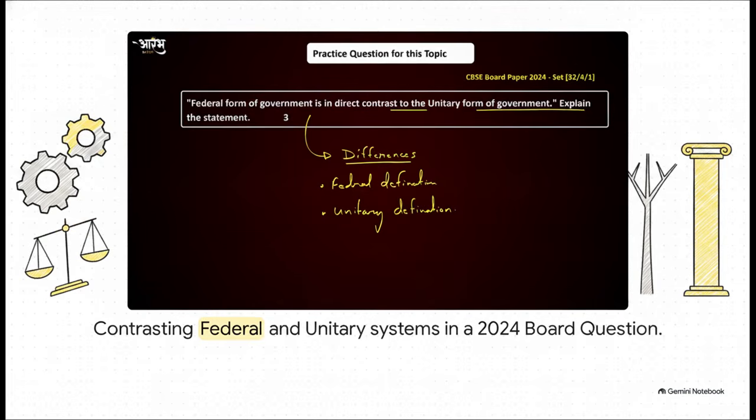Now, you might be wondering, why does nailing this specific distinction matter so much? Well, because it's a frequently tested concept. Just look at this direct question from the 2024 CBSE board paper asking to contrast federal and unitary governments. It's a 3-mark question that hinges entirely on understanding that one dynamic: independent division of power versus subordinate administration. Grasping this simple contrast is literally your key to acing questions exactly like this one.